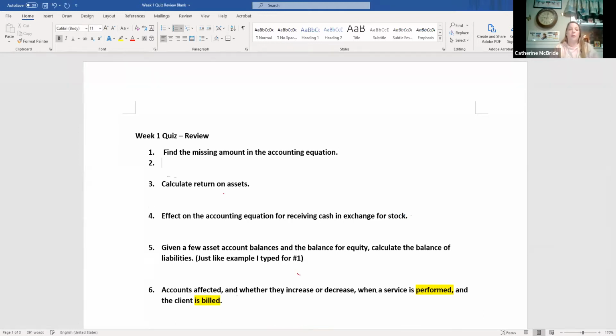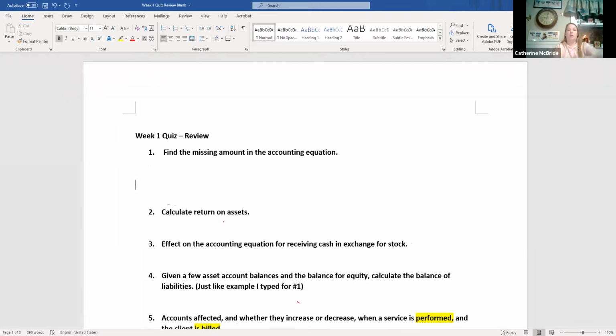Okay, so the first thing that you have to do on the quiz is find the missing amount. This is exactly like our practice and our homework. So the accounting equation we're going to review. Can anyone tell me what the accounting equation is? Assets equal liability and equity. Yep. So assets equal liabilities plus owner's equity.